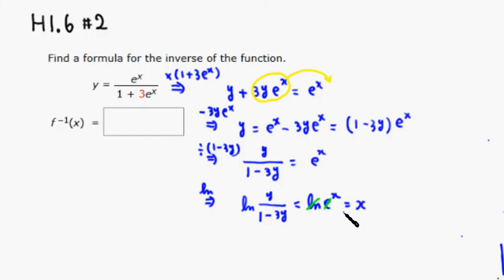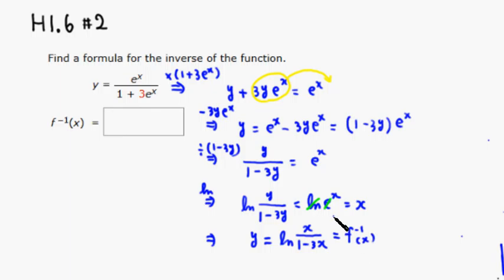Once you have that, we can just switch x and y. So x becomes y, and y is equal to the natural log of x over 1 minus 3x, and this is the inverse function.